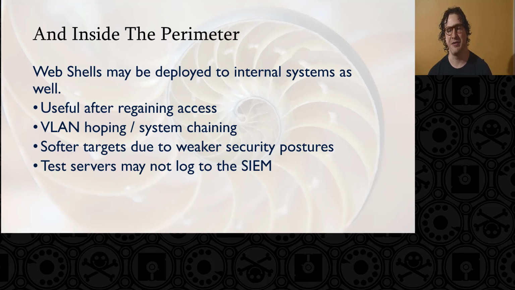It can be useful for VLAN hopping or chaining between different systems. If you can compromise a web server that has access to an IP range that the desktop users don't, you can start using that to get deeper and deeper inside the network. In some cases, I've seen multiple web shells talking to multiple web shells talking to multiple web shells to get deep inside the network. There's a lot of softer targets on the inside that makes it a good place to start dropping your web shells, especially things like test servers. They may not have the standard security tooling, and they may not be logging to the production SIEM, so they might be going to a test SIEM, or they may not be having their logs analyzed at all.